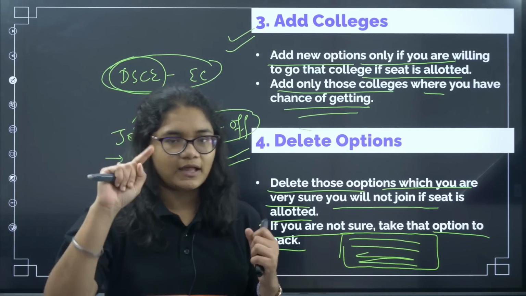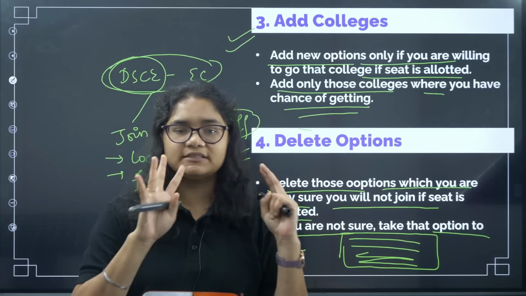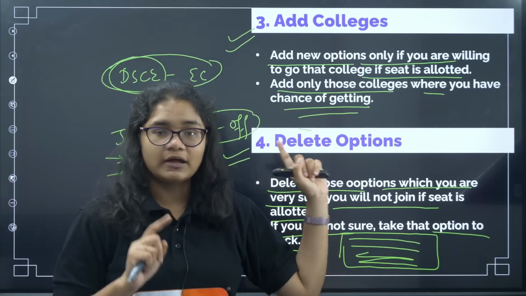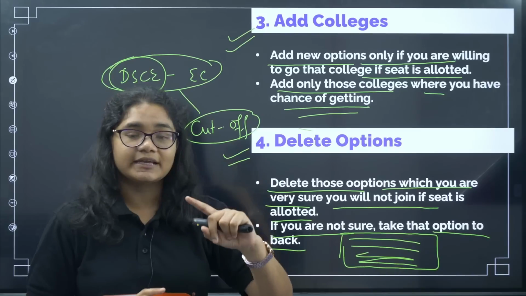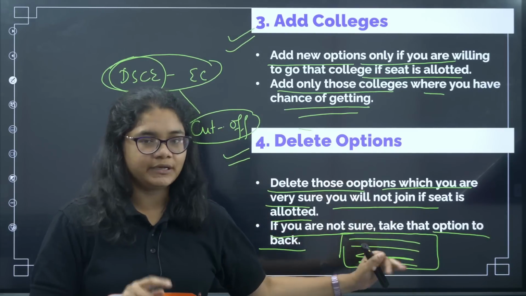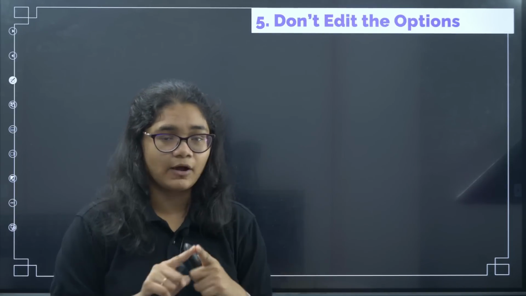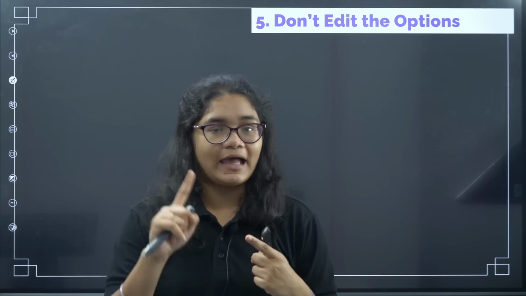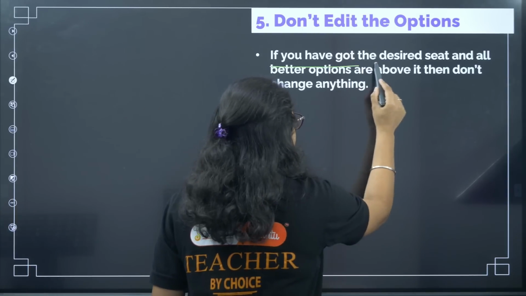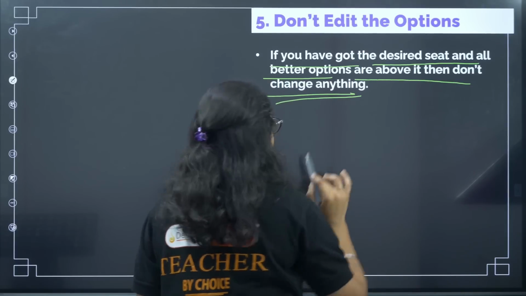Clear? First thing, again I will repeat: highlight the segment where you can make the changes. Second, whatever changes we do in this segment. The first change that we can do is adding a college. Under adding you have to consider two factors. The second change that we can introduce is deleting an option, and in which case you should delete, I discussed. Now coming to the fifth, don't edit the options, don't disturb this segment. I'll tell you in which case you should not do it. If you have got the desired seat and all the better options are above it, then don't change anything, okay.